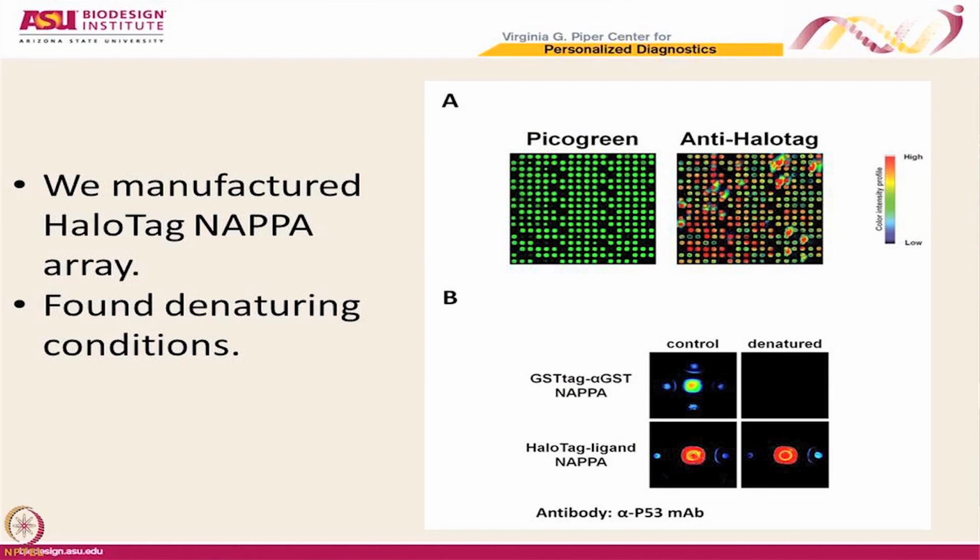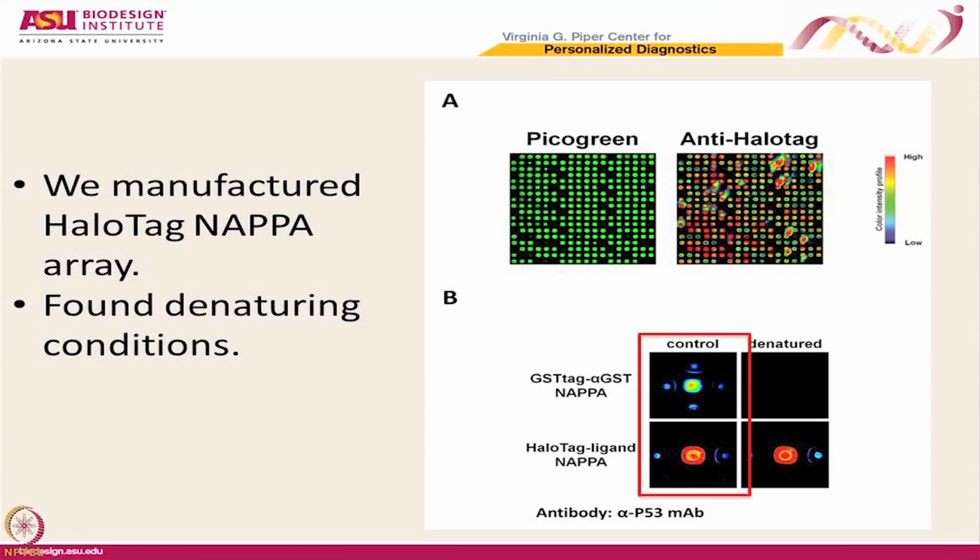So we made an array, and these are with proteins that all have the halo tag on them. This is just like the kind of NAPA that you've seen before, but the difference is that in this case, instead of using the GST tag, we have a halo tag, and it's binding to the ligand.